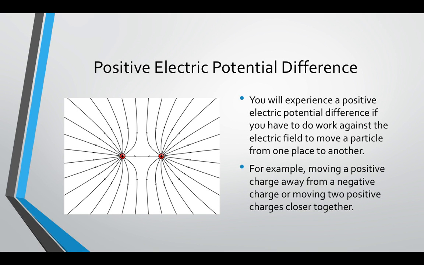So a good example is moving a positive charge away from a negative charge because they're attracted together. You're working against the electric field. Or moving two positive or two negative charges closer together because you're having to apply force to get these things to move closer together.